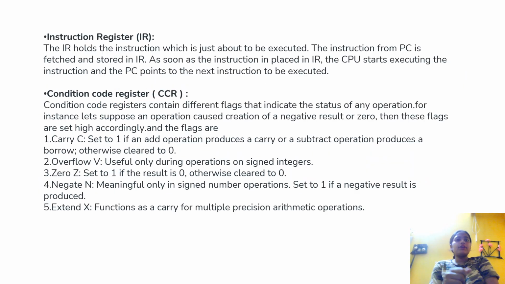Next, coming to the instruction register. The instruction register is mainly called IR. It holds the instruction which is just about to be executed. The instruction from the PC is fetched and stored in the IR. As soon as the instruction is placed in the IR, the CPU starts executing the instruction and the PC points to the next instruction to be executed.